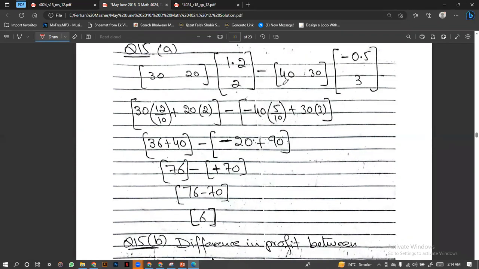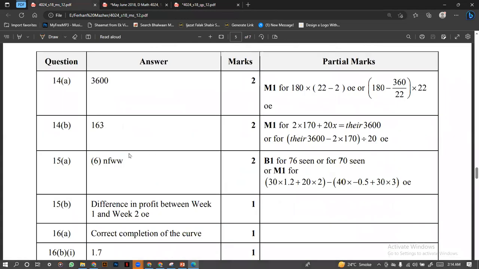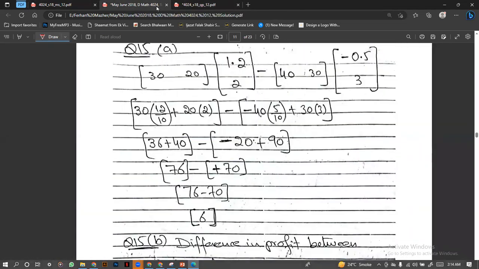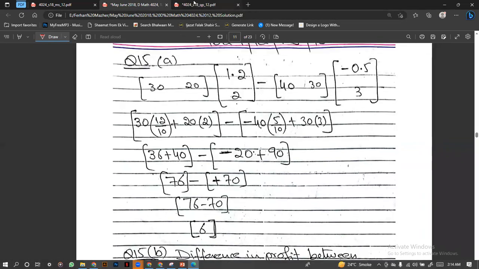Here you will have 40 into minus 5 by 10 plus 30 into 3. That will be minus 20 plus 90, and that will be plus 70. So 76 minus 70, and that will be 6. So that is our answer. 6 is the right answer, sir. You can see here, this is the solution. Hopefully you can understand this.